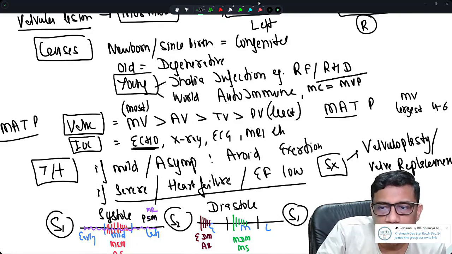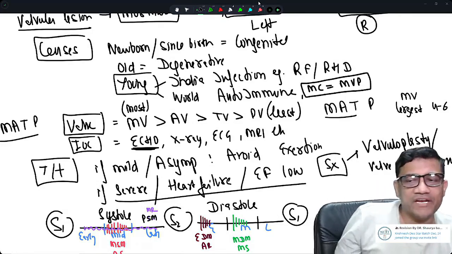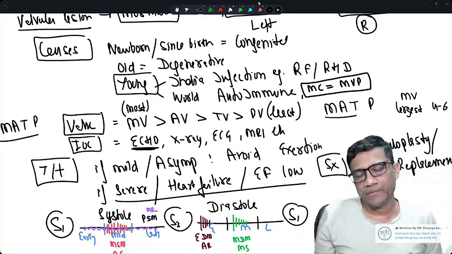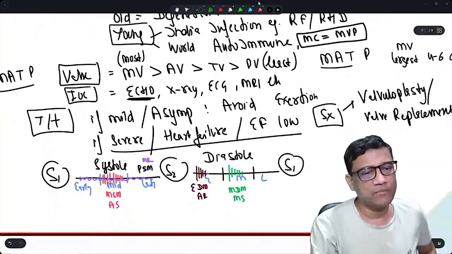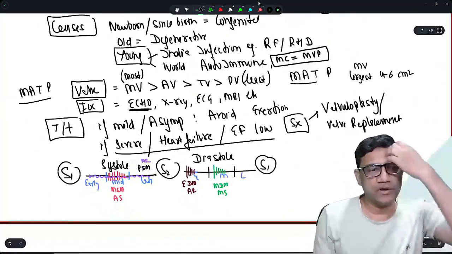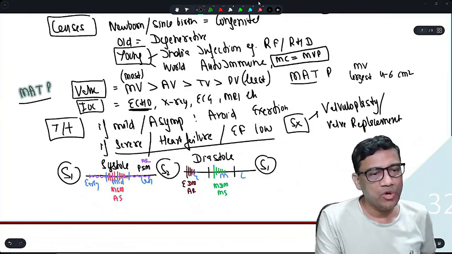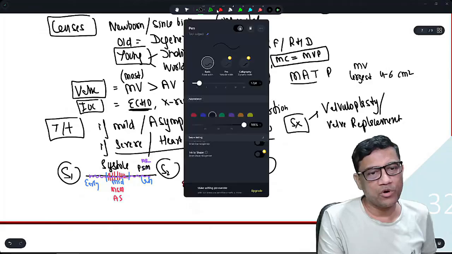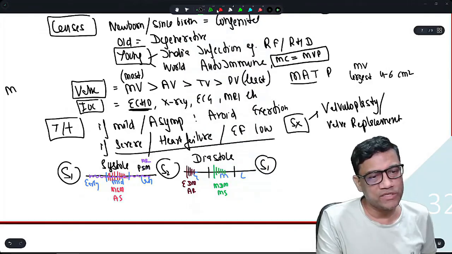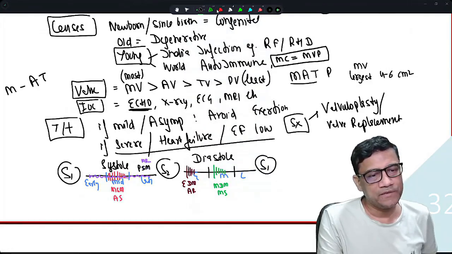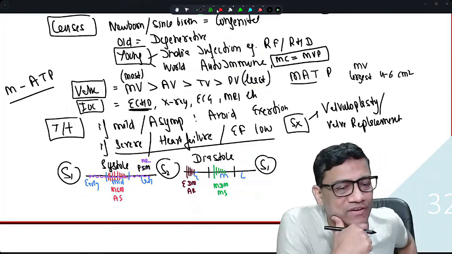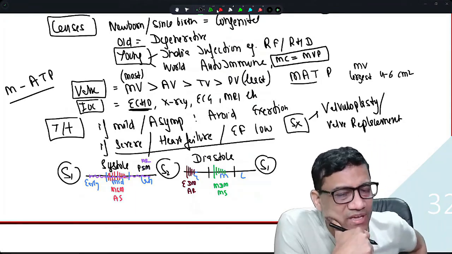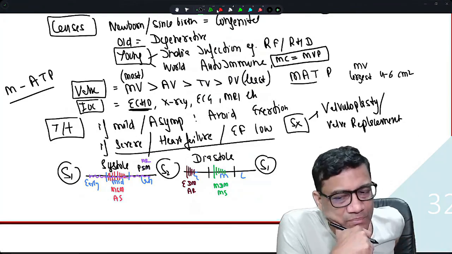So what is the most common valvular lesion worldwide? It is mitral valve collapse. Most common is mitral valve collapse. Let's write it down. The mnemonic is: Mitochondria make ATP. Who makes ATP? Mitochondria is the powerhouse. Everyone knows this. MATP, the mnemonic is M. Mitochondria make ATP. So most affected is mitral valve, AV valve, then TV, PV.